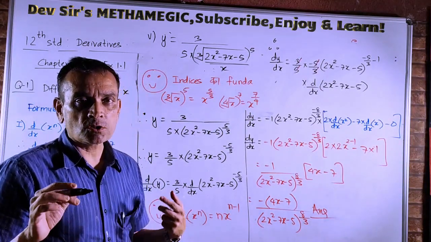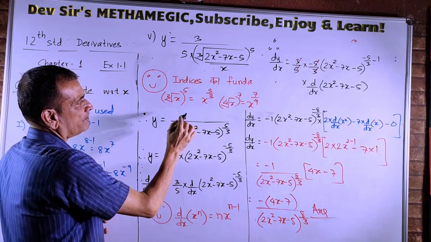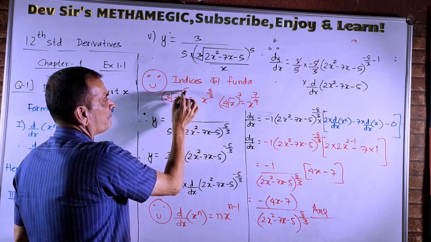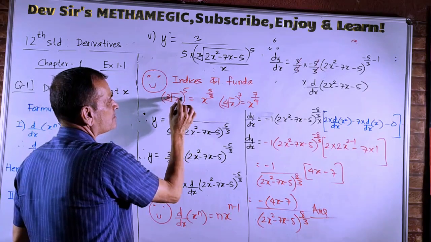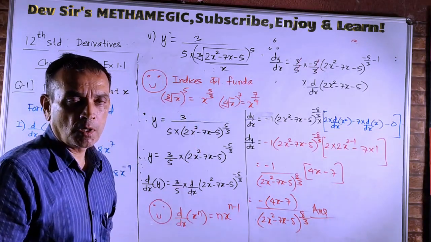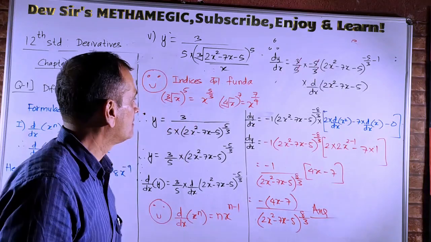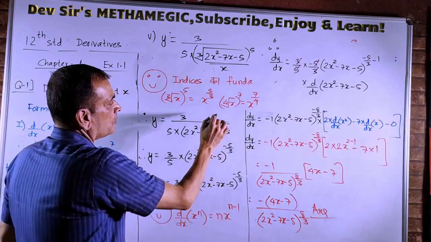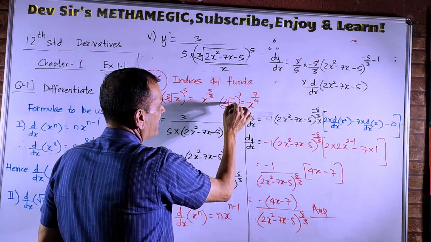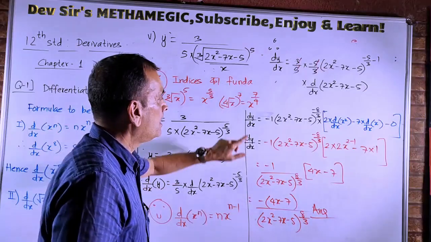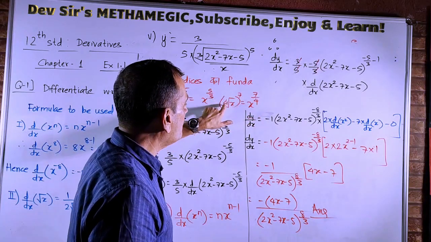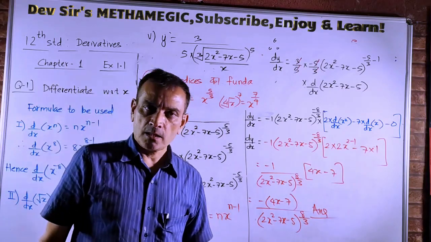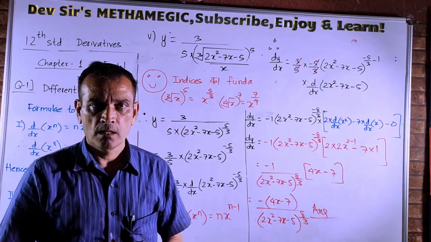Now, according to laws of indices, we get x raised to 5 upon 3. 5 remains in the numerator. This comes in the denominator. लॉज ऑफ इंडाइसेस. इंडाइसेस का फंडा. 4th root of x bracket raised to 7. x raised to 7 upon 4. 4 goes in the denominator. Basic 8th 9th laws of indices.